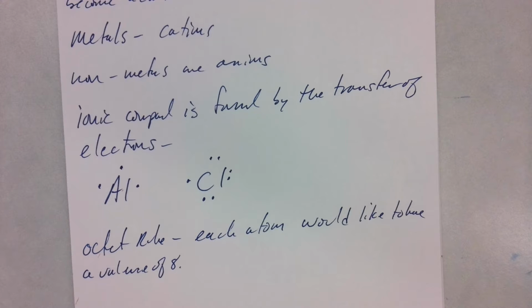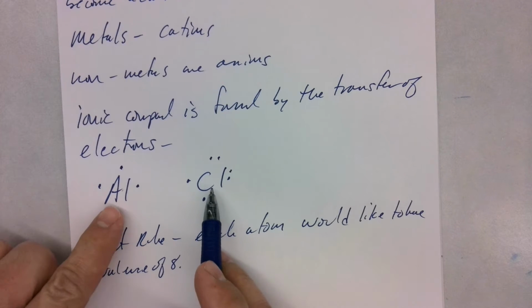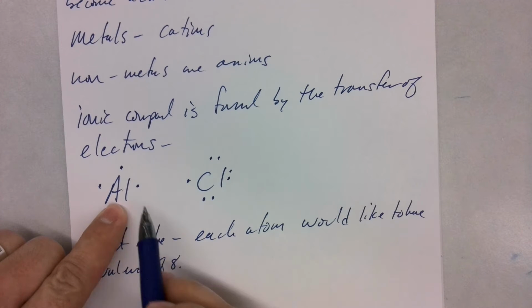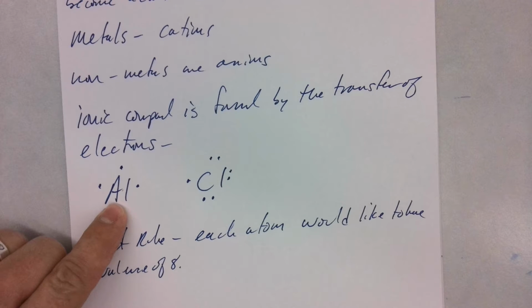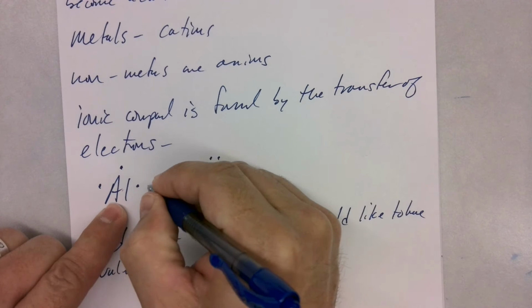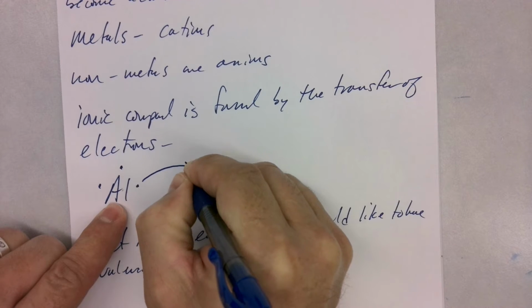Because they already have a valence of 8, they're happy. If you think back to the olden days, the nobles were the rich people. They were always happy. It was the peasants and the serfs that were unhappy, right? Now, what happens is chlorine looks at aluminum and says, you know what? I'm going to take one of your electrons. And it does.